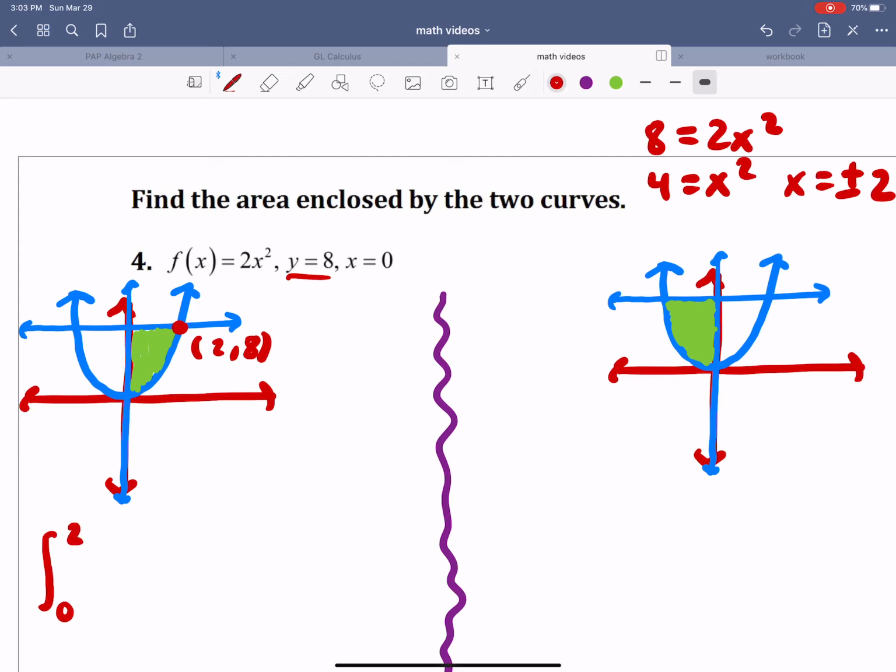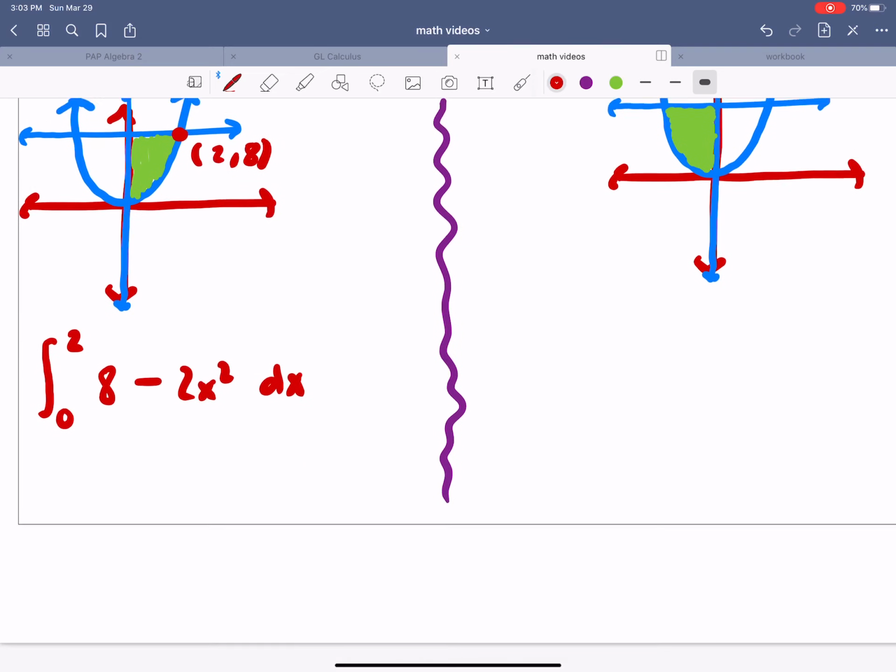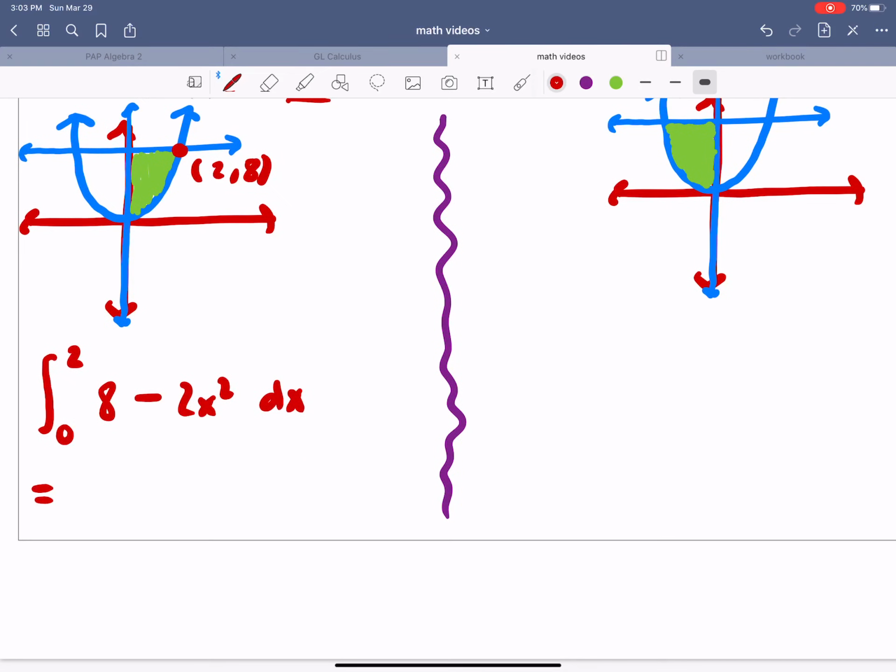Top curve minus bottom curve. Now be careful on this. The top curve is a horizontal line, y equals 8. So that function is just an 8. Minus the bottom curve is 2x squared. And we're using x. So this integral is 8x minus 2 times 1/3 x cubed. And that's evaluated from 0 to 2.